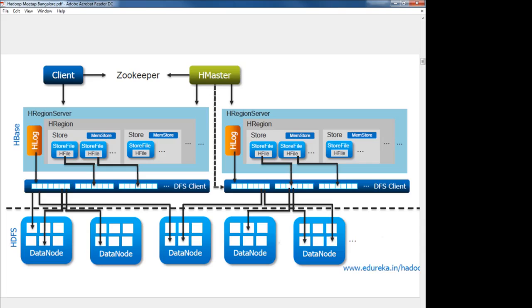Even in the SQL world you have the write-ahead log. To protect against any crash, data is first written here and then moved into these stores, which ultimately go down and lie in the file system present here. This is the in-memory store, known as the MemStore, and the file system here is not the normal file system, it is the distributed file system, which is DFS.